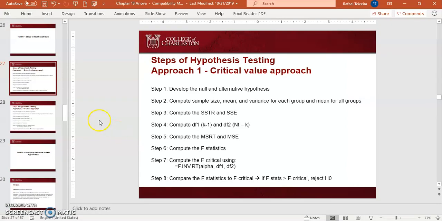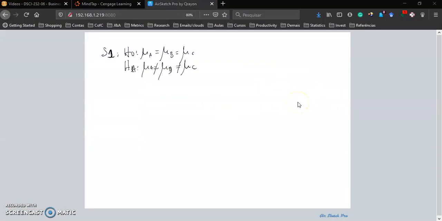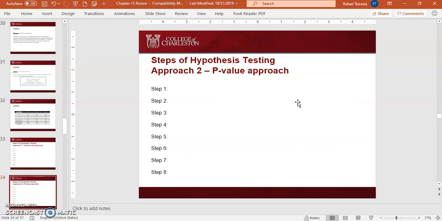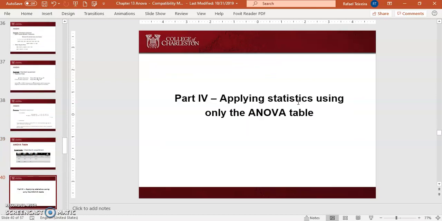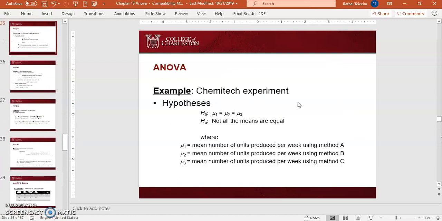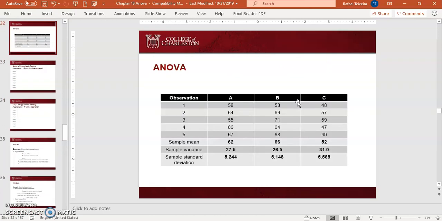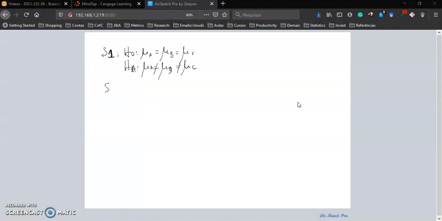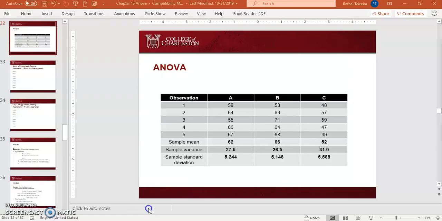It's always like this. Step 2: compute sample size, mean, and variance. So let me go back to the data. It is here. Step number 2: the mean of A, mean of B, and mean of C, and then I have to compute all these means. So let's imagine you have the raw data like in here. What you have to do is compute the mean. Remember, you know how to compute the mean using Excel.